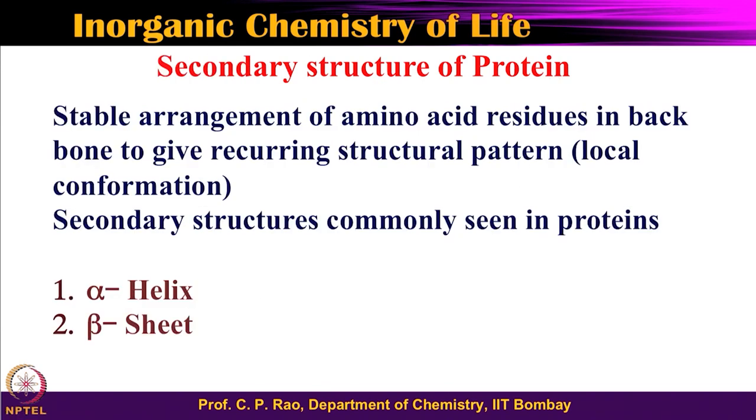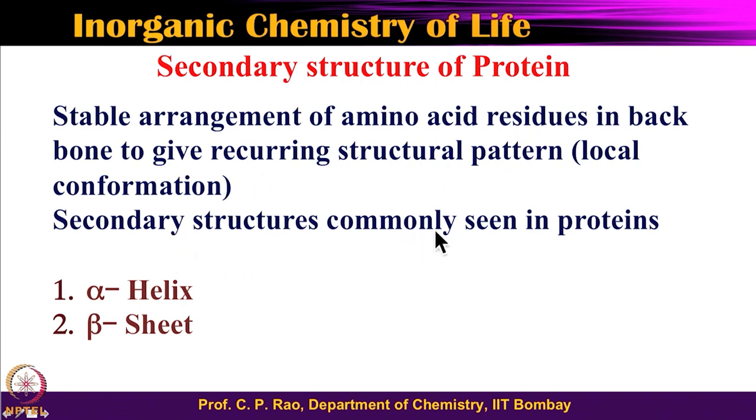Now once the primary structure is formed, you can have the secondary structure of the protein. So what is the secondary structure? This will bring a stable arrangement of the amino acid residues in the backbone to give some kind of structural pattern, okay? And that will bring about the local conformation too.